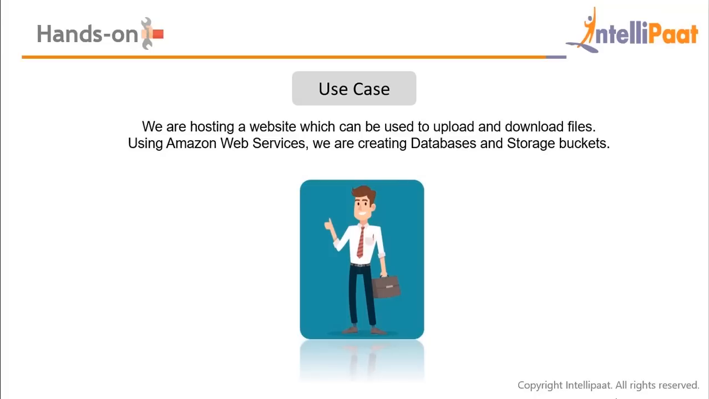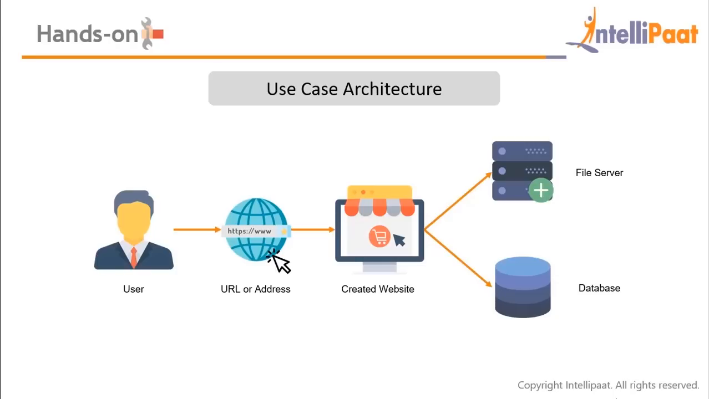We are going to host a website that can upload and download files, which can be either PDF, docs, or image files. And also using Amazon Web Services, we are going to create the databases and storage buckets to upload the files. Before going inside the project, let me give you a brief explanation of how we are going to do this. So there is a user who enters a URL or an address inside the URL locator bar in his browser. So our website will be loaded there, and we can use that website to upload files to the file server and database and also download them back. Let me show you how our application works.